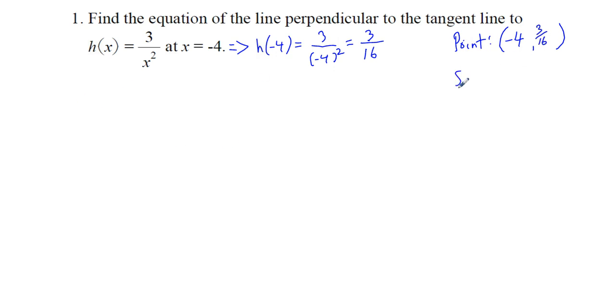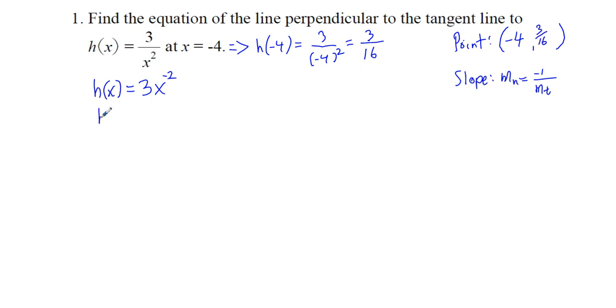Next, we're going to need to find our slope. Our slope is going to be m sub n equals -1 over m sub t, or the negative reciprocal of m sub t. To find the slope, we say h of x is equal to 3x to the -2 power. And where do we get this 3x to the -2 power? Using the rules of exponents, we can move this x over to the numerator and change the sign of that exponent.